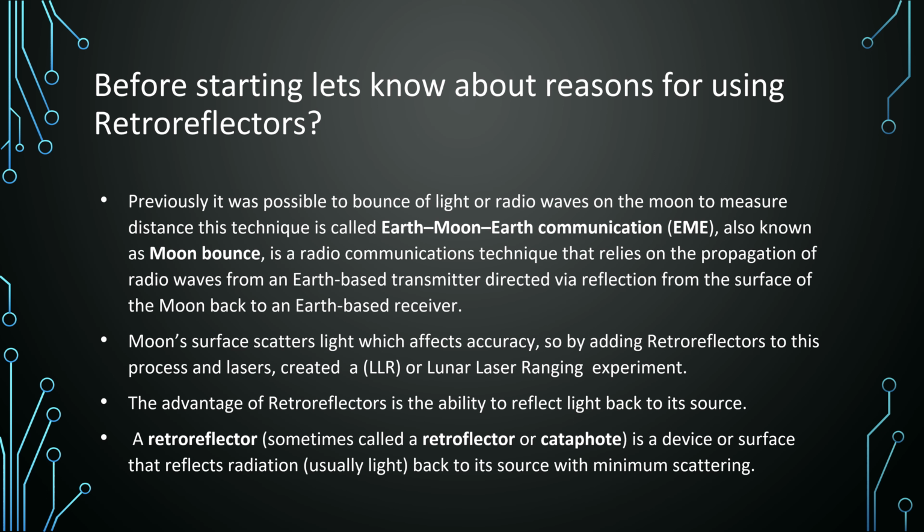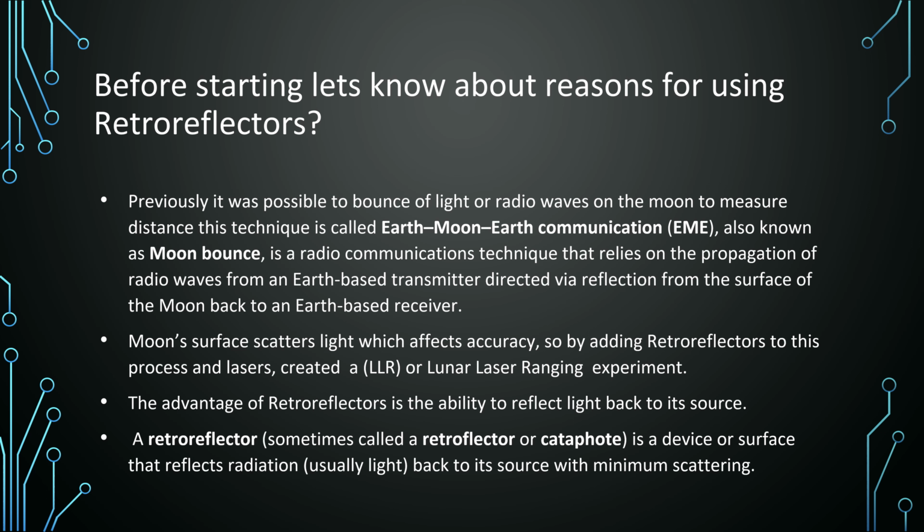Before starting, let's know about the reasons for using retroreflectors. Previously, it was possible to bounce light or radio waves off the moon to measure distance. This is called Earth-Moon-Earth communication, also known as EME or moon bounce. It is a radio communication technique that relies on propagation of radio waves from an Earth-based transmitter directed via reflection from the surface of the moon back to an Earth-based receiver.